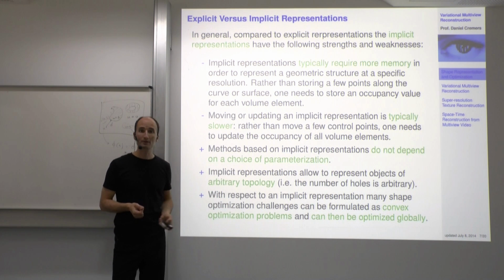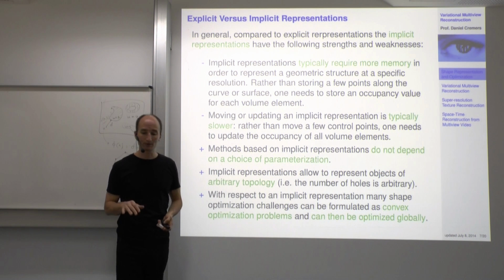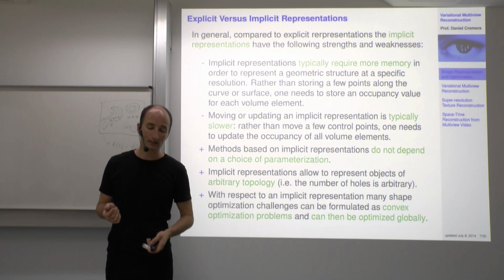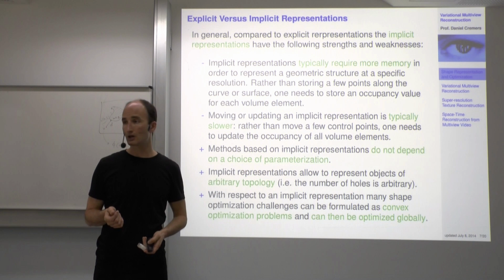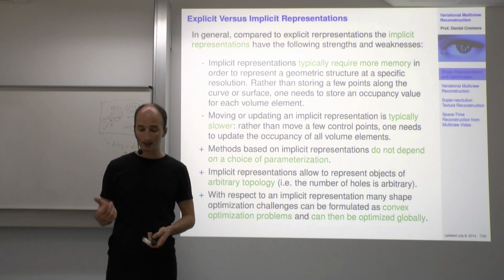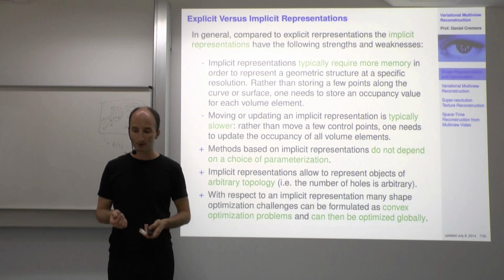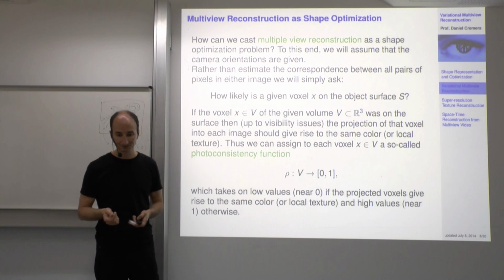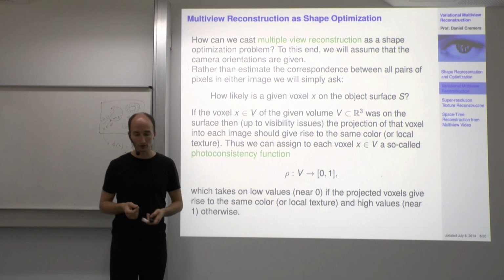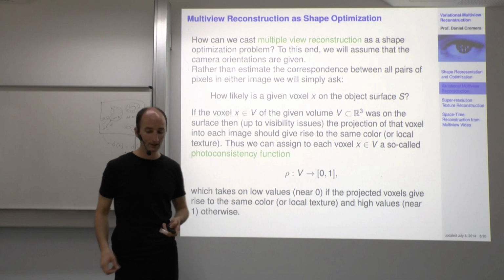Another thing is, in practice, we'll see an example today. Many shape optimization problems, once you represent them with an implicit representation, they turn out to be convex, which means, as you may remember, that we can actually compute provably optimal solutions. And here I'll show you how that works in practice.